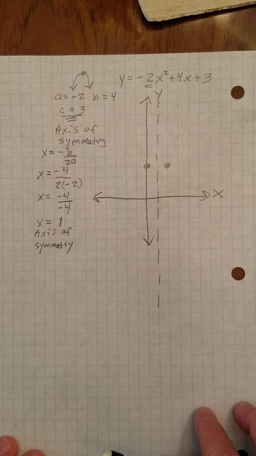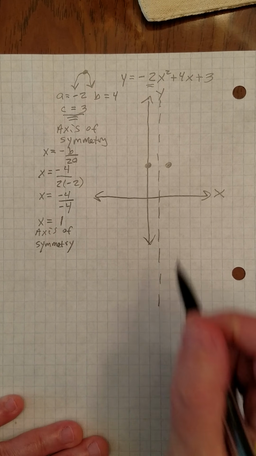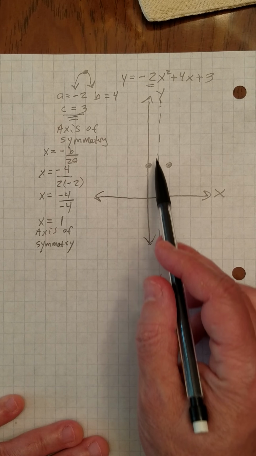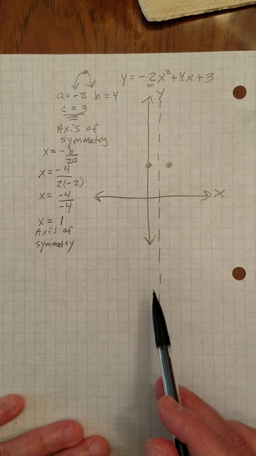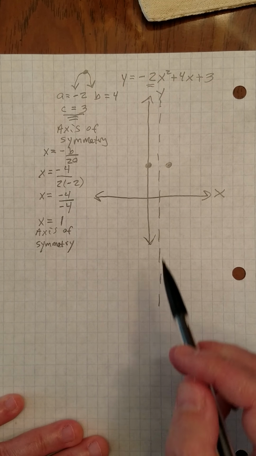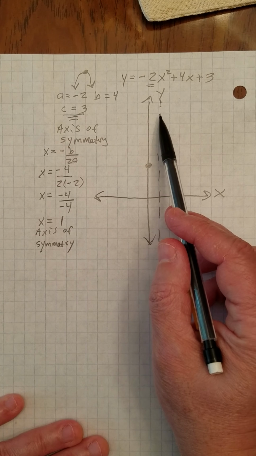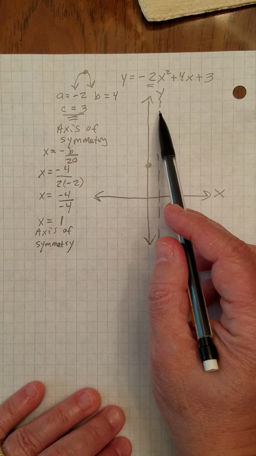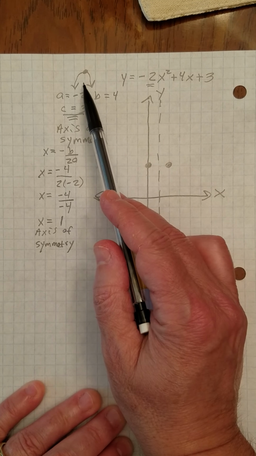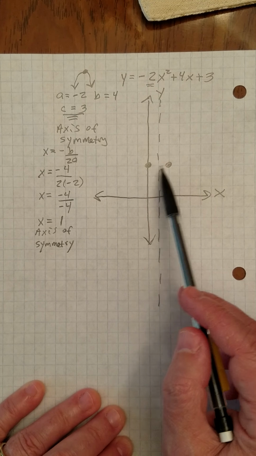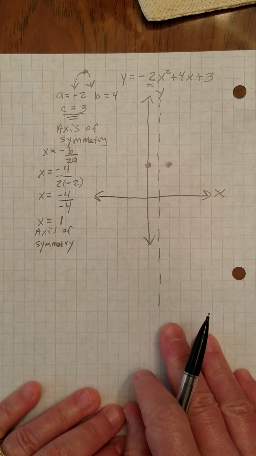All right, next we're going to find out where the vertex is. We know the vertex is on the axis of symmetry. How do we know that? Because the axis of symmetry always passes through the vertex. The other thing we know right now about that vertex is that it has to be up here somewhere. And the reason it has to be up here somewhere, don't forget, is because this parabola is going to frown. So the vertex has to be above these points. Let's find out where it is.